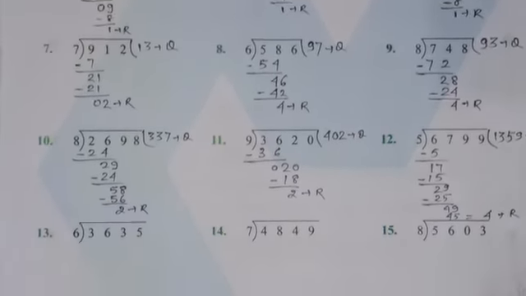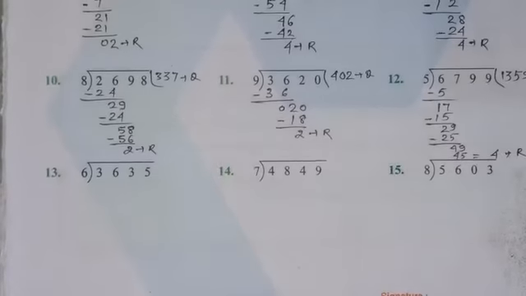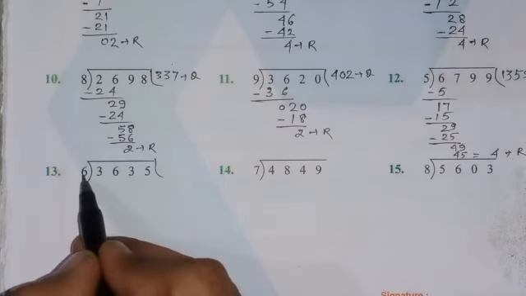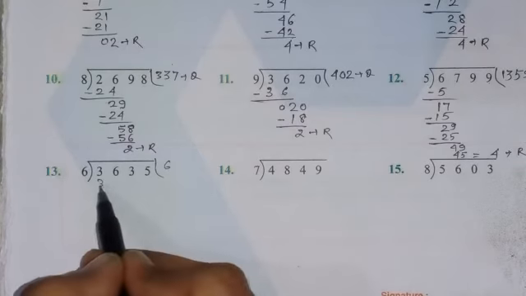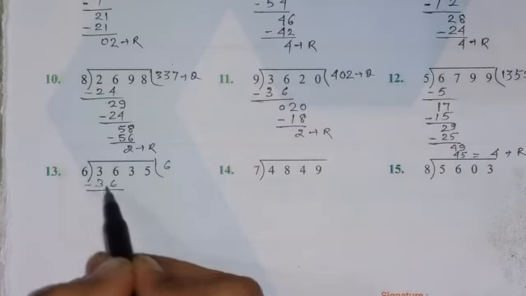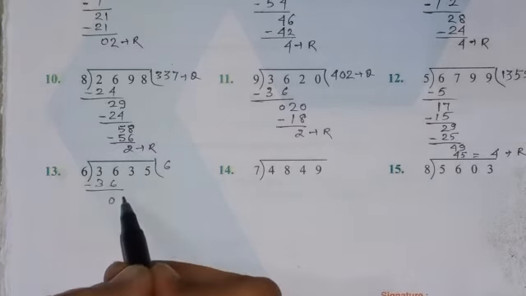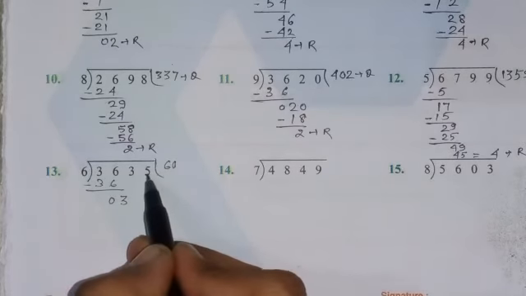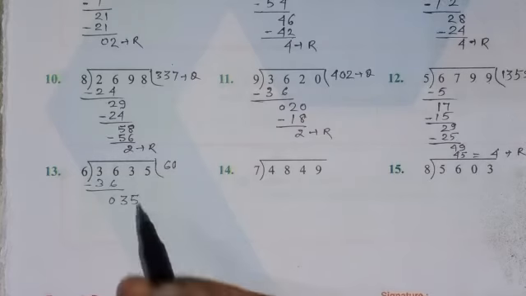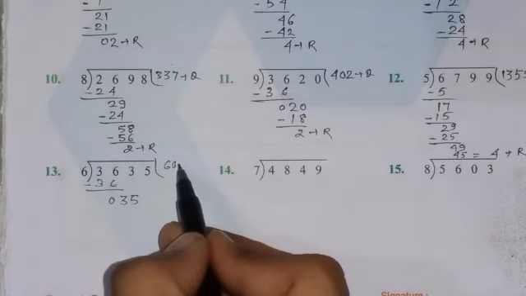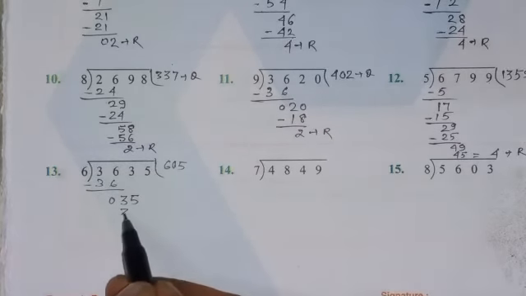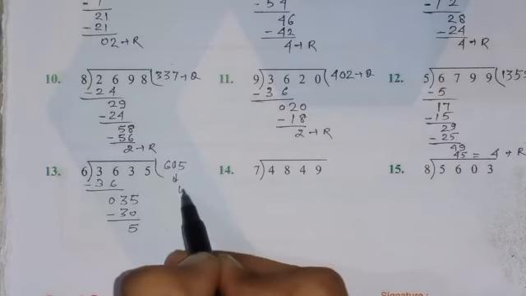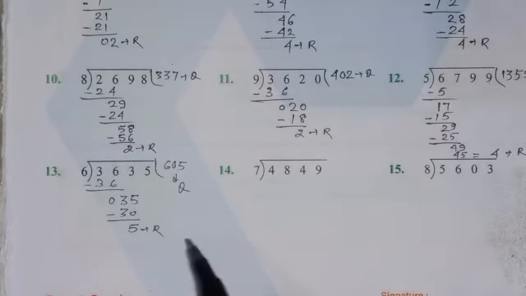See the next question, number 13, and the question is given. Divide by 6. 6 6s are 36. On subtracting you will get 0. Write down the next digit 3. That is not divisible by 6. So put a 0 and write this down. Now 6 5s are 30. On subtracting you will get 5. So this one is quotient and this one is remainder.